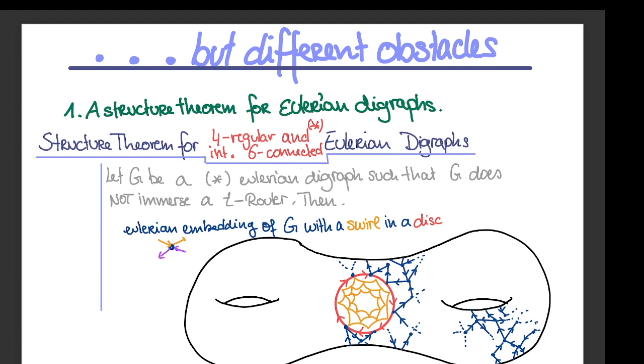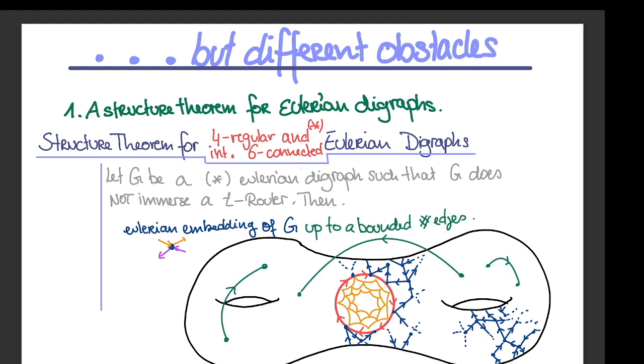You cannot cross paths at any vertex. And in addition to that, you have a large disk in your surface that embeds a huge swirl. And then there are some edges that you simply cannot embed. You just don't embed them, but there are not too many of them.